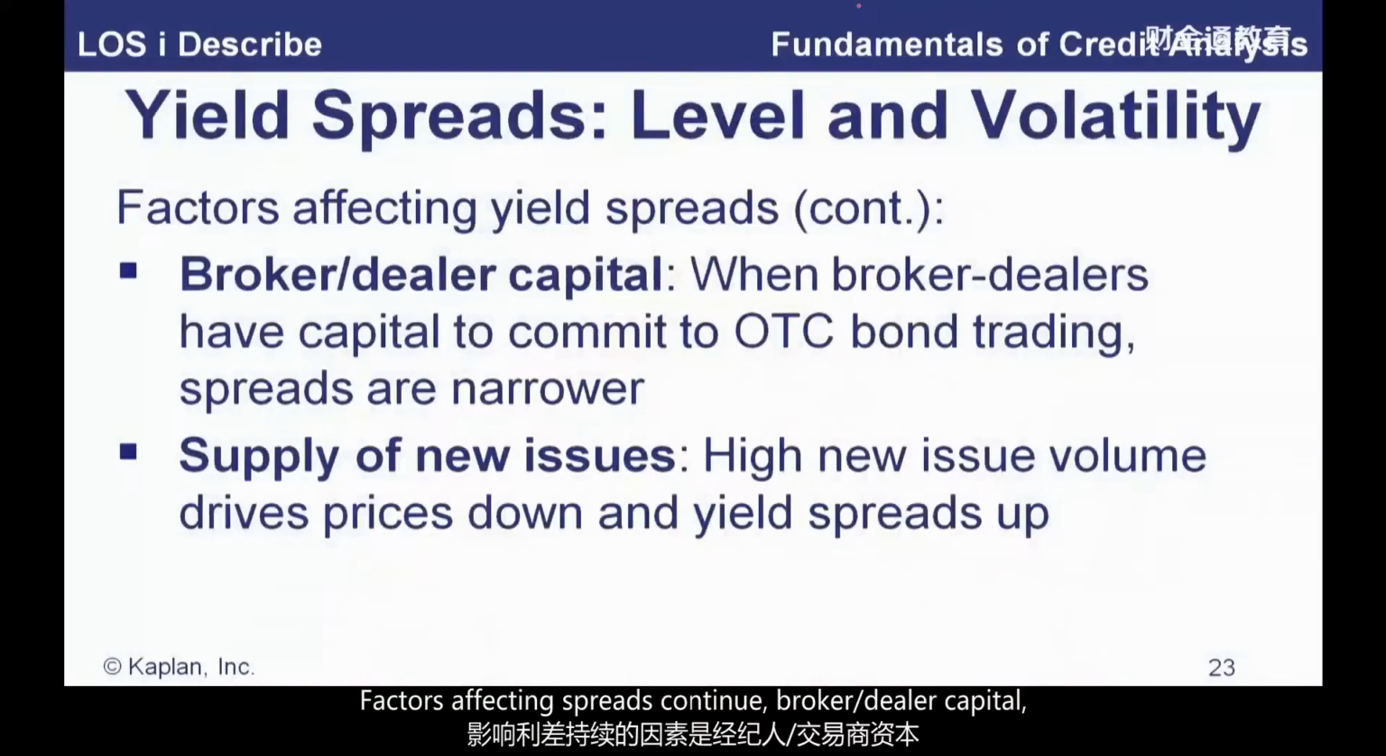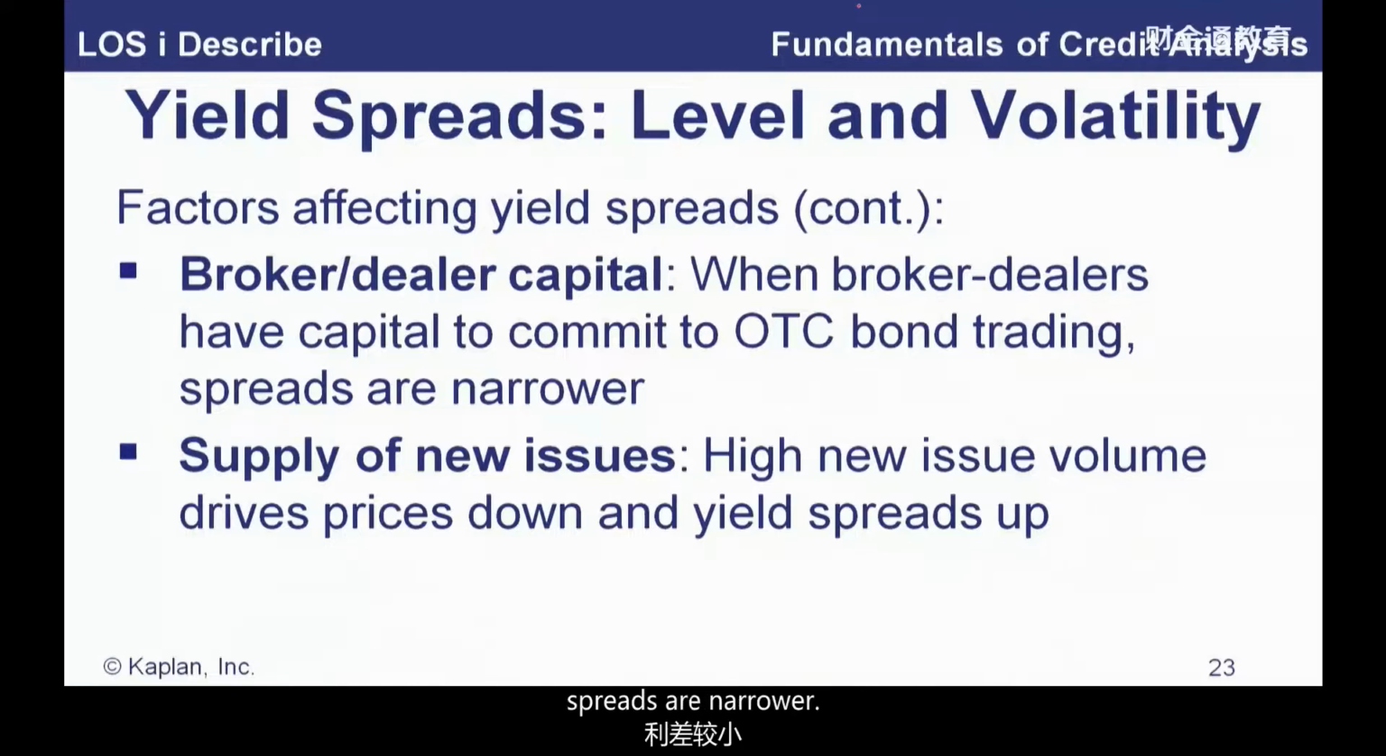Factors affecting spreads continued. Broker-dealer capital. When broker-dealers have a lot of capital to commit to bond trading, spreads are narrower. When they don't have a lot of capital to devote to it, those spreads are going to widen. Supply of new issues, a high new issue volume. If there's a lot of new bonds coming to market, well, that's just supply and demand. A lot of supply coming in drives prices down, drives yields up, and that increases the spread.